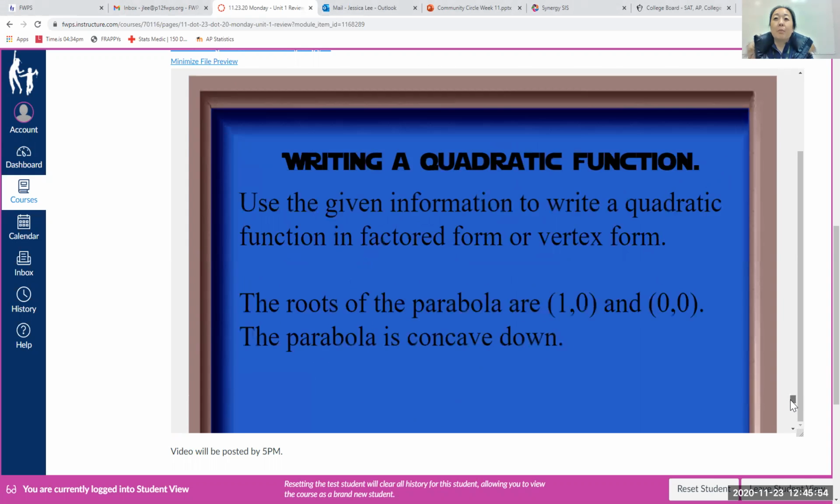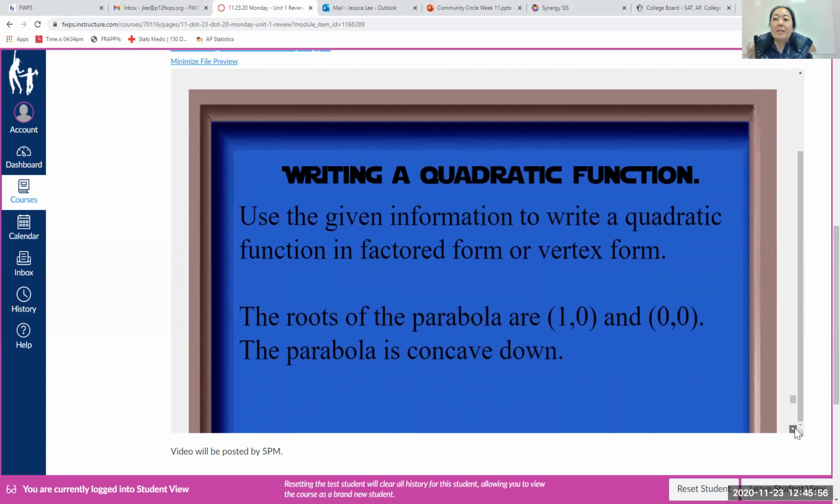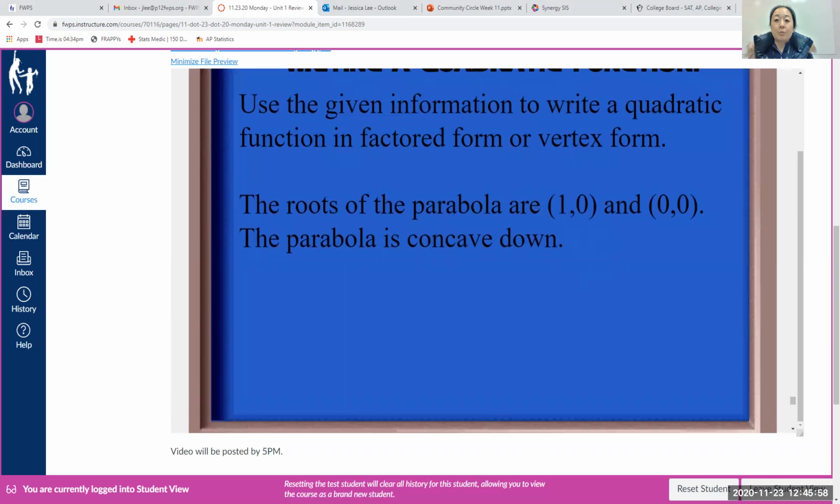Oh, this one might be a little bit weird. You might be wondering, well, why is that? So remember, these are our roots. So we're given our roots, right? And so I'm going to set this up. And remember, it's concave down. Down means frown, right? Which means it's going to be negative. And then it's going to be x minus, let me see. So my roots are going to be 1 and 0. So here's 1 and 0.